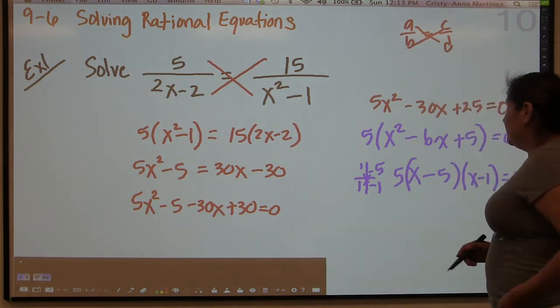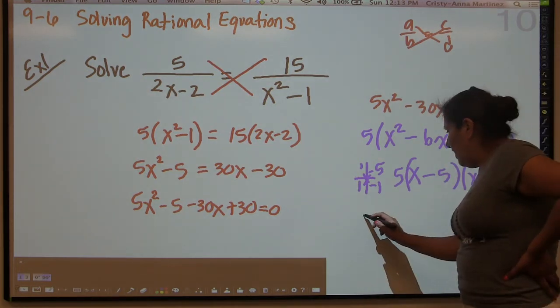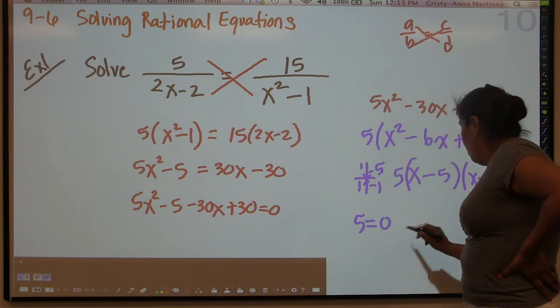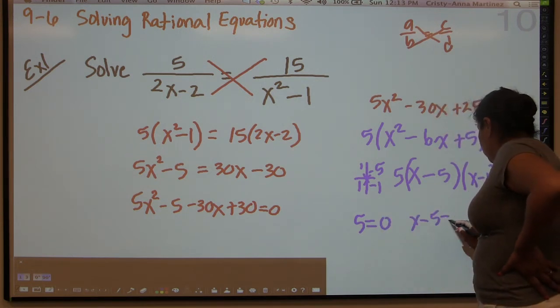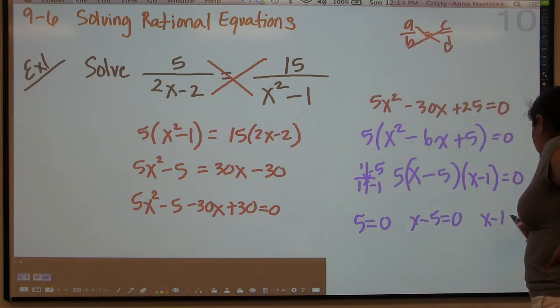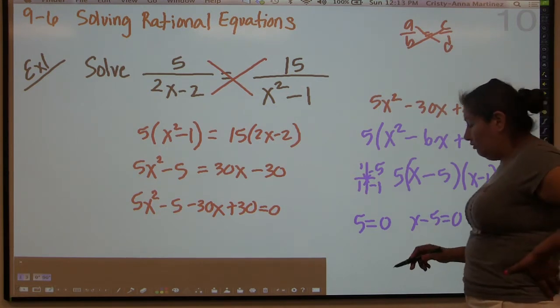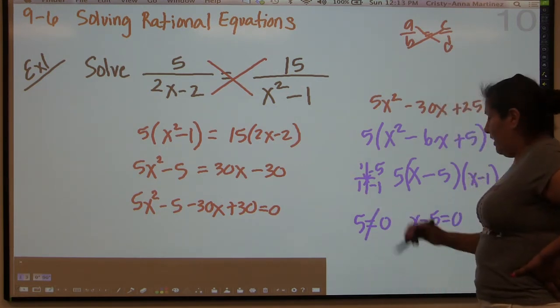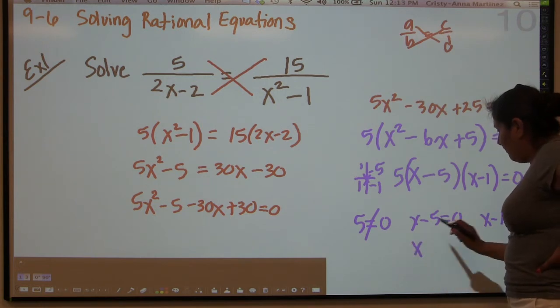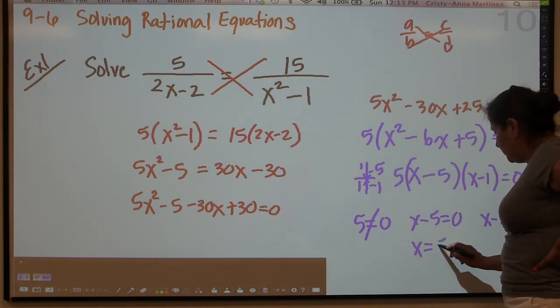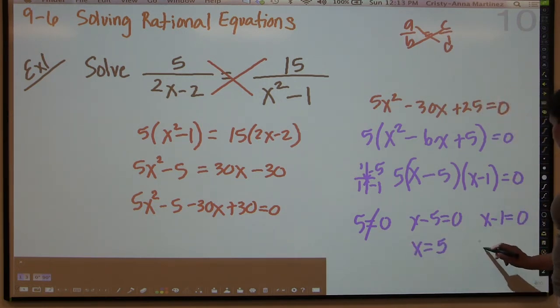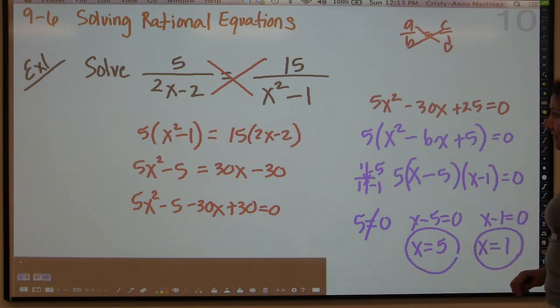So when I solve this using the zero product property, either 5 equals 0, or x minus 5 equals 0, or x minus 1 equals 0. And we all know that 5 does not equal 0, so that doesn't matter. But in this case, we add the 5 to both sides, and x equals positive 5. And in this case, we add the 1, and x equals 1. So we get 2 solutions, 1 and 5, and then we have to check them.